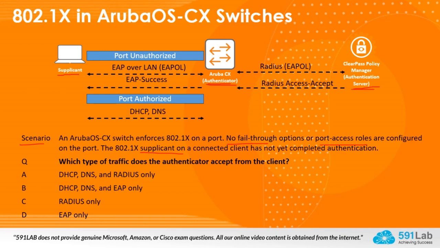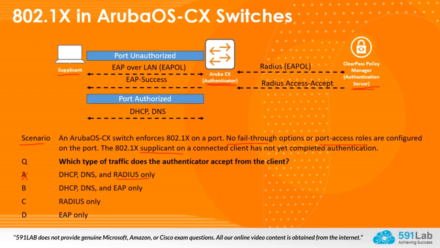So if you go back to the question again, which type of traffic does the authenticator accept from the client? Answer A, DHCP, DNS and Radius only. The supplicant doesn't send Radius packets, and also DHCP and DNS are not accepted in this stage because the client has not yet completed the authentication. So answer A is wrong.